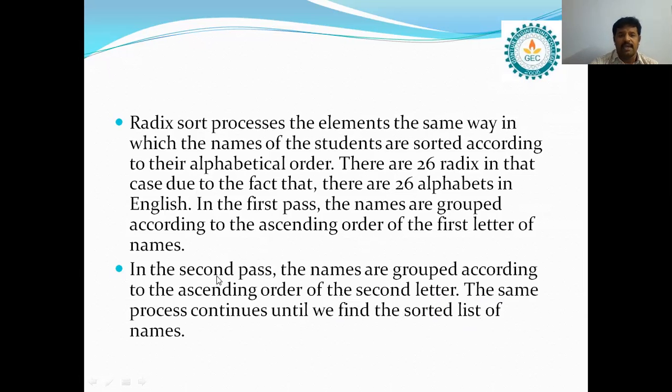In a similar way, with numbers, first we consider the values at the ones place, and depending upon those values we sort the elements. In the second pass, we consider the values at the tens place and sort the elements based on them. In the third pass, the values in the hundreds place are sorted. This process continues. This is radix sort. Let us explain radix sort with an example so that we can understand it very clearly.